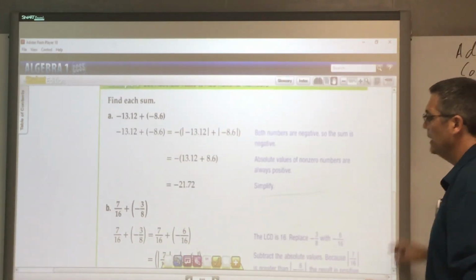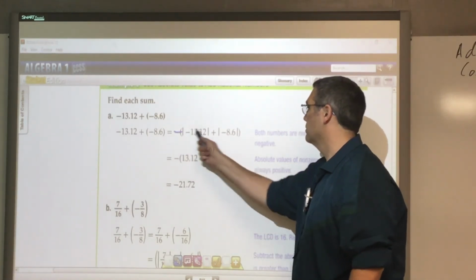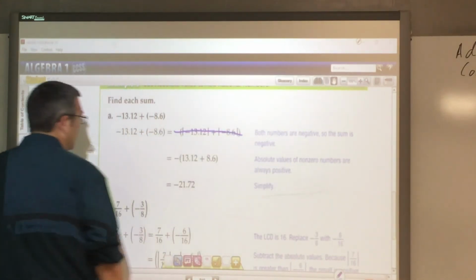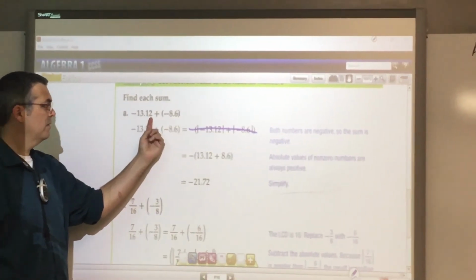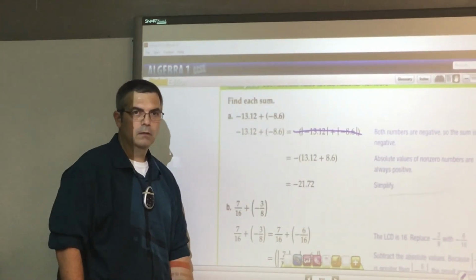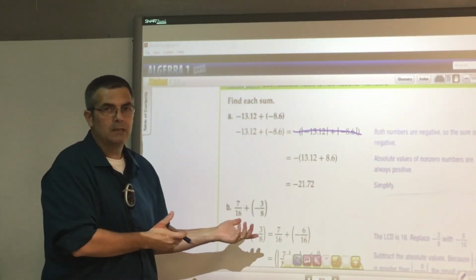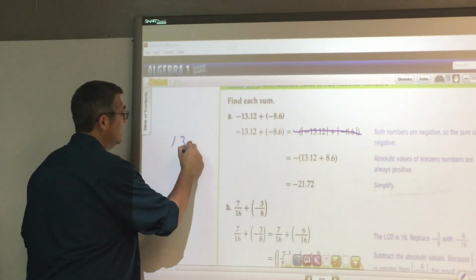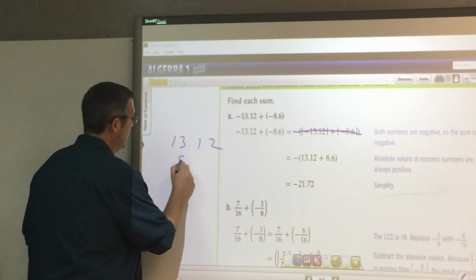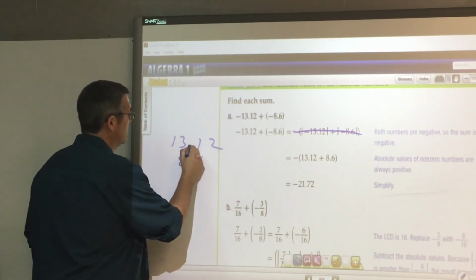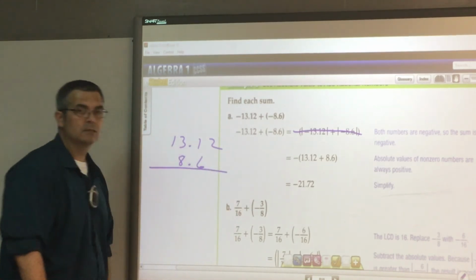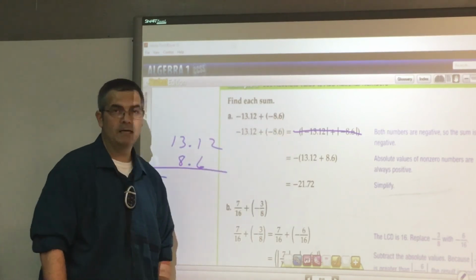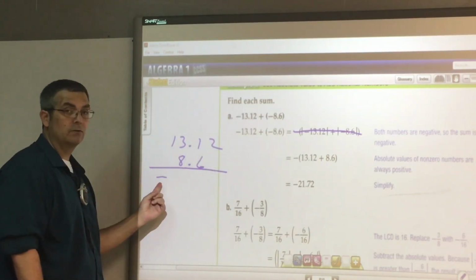So here, they show you this way, don't do this. That's confusing, don't do it. Okay, so what we're gonna do is we're gonna come over here. Negative 13.12 plus negative 8.6. The signs are the same, so all we gotta do is add them together and keep their sign. Okay, sign rules, know your sign rules. So 13.12 and 8.6. Notice, I lined up the decimals. I already know this answer is negative because I got two negatives that I'm adding together. So I just put the negative down there so I know it's there.